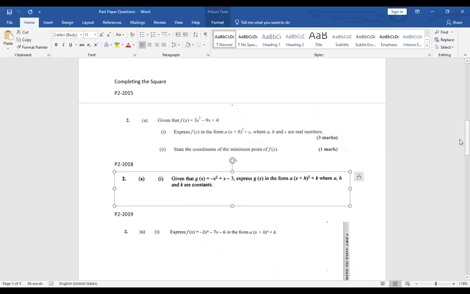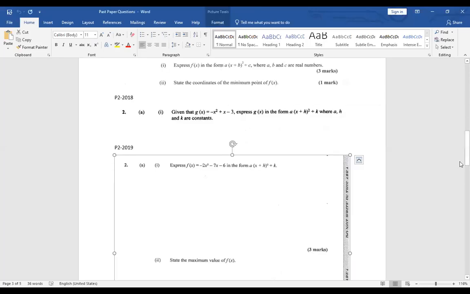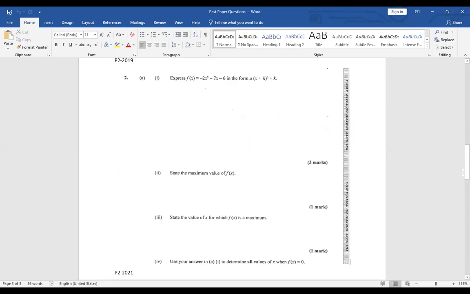Next question, we already did that one. This question now. So minus 2x squared minus 7x minus 6, and the max value, x value, and then they want all possible values of x.